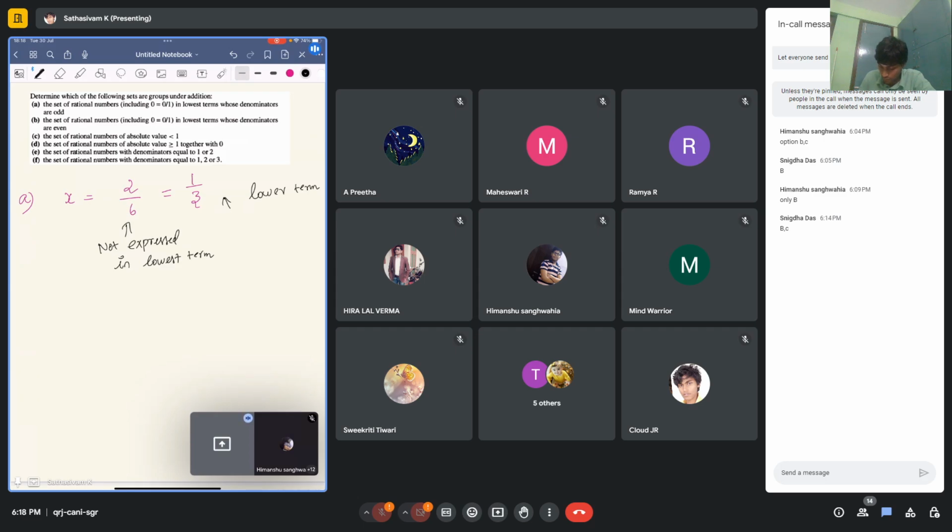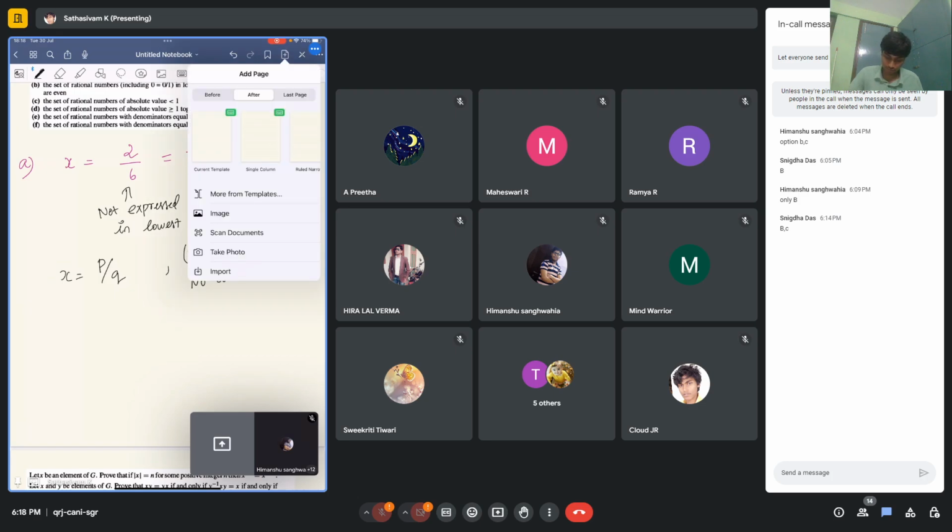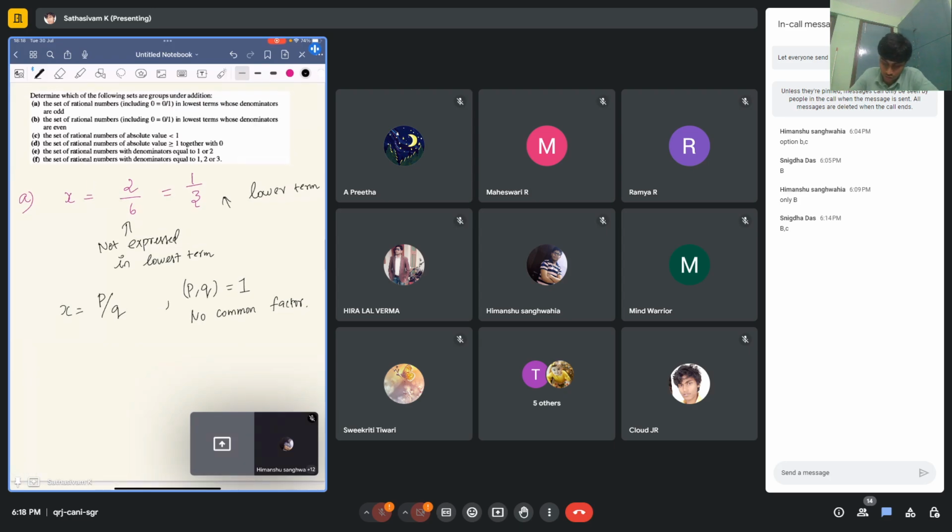So if you want to write abstractly, lowest term means your rational number, let's say it is p by q. By lowest term, we mean that it is co-prime. So p and q have no common factor. So now the question is: the set of all rational numbers in the lowest term whose denominators are odd, so basically this q is odd.